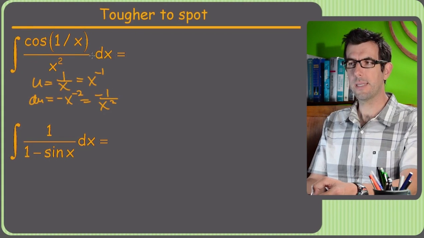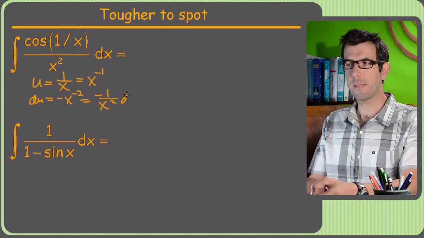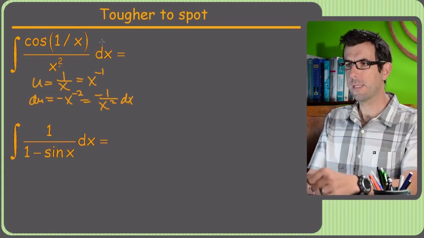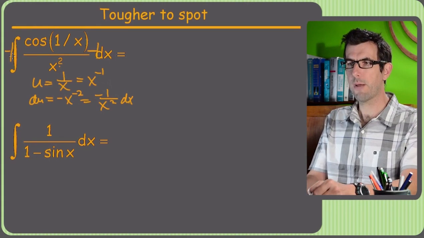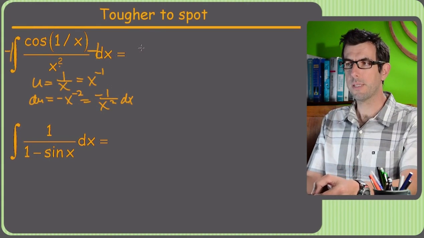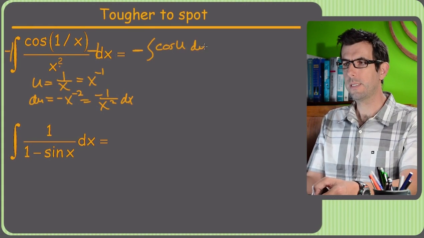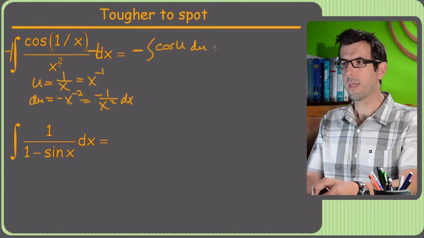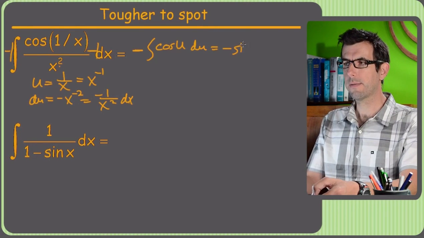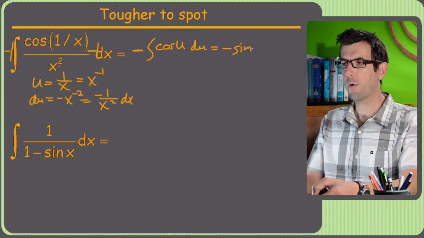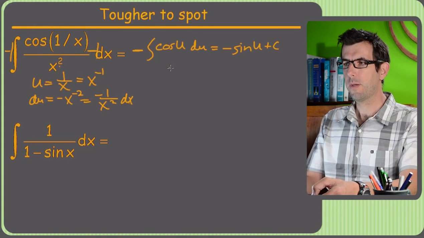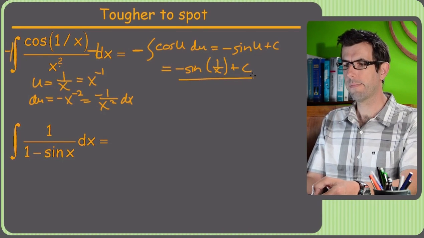So if all I need for my du is a negative 1 over x squared times dx, I've already got the dx and the x squared, I just don't have this negative sign, which means I just need to put a negative 1 here and a negative 1 out front to conjure that negative sign. Now I'm all set. So this is negative times the integral of cosine of u du. Excellent. Integral of cosine is just sine, so this is going to be negative sine. Just keep that negative sign out front where it was. Negative sine of u plus c, which is going to be negative sine of 1 over x plus c.